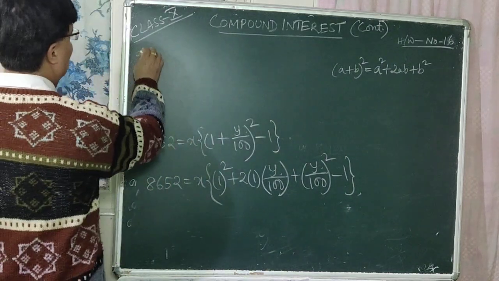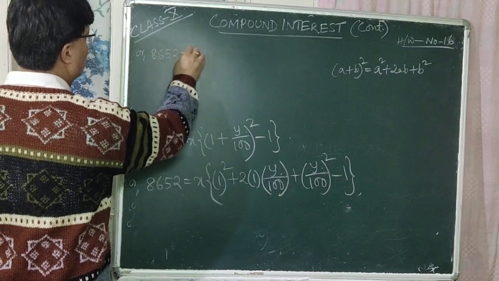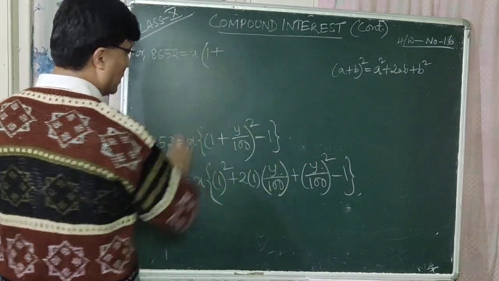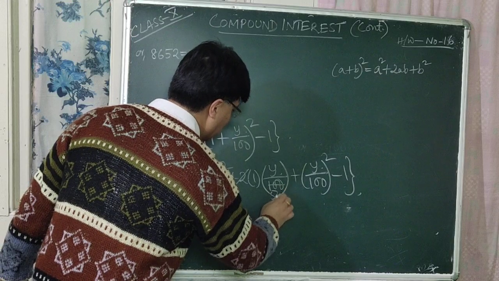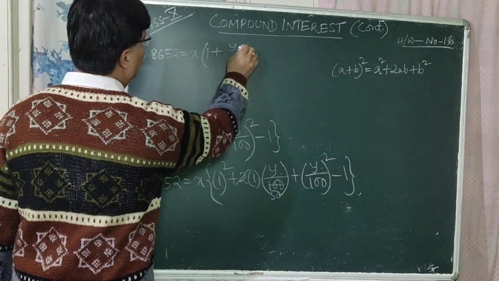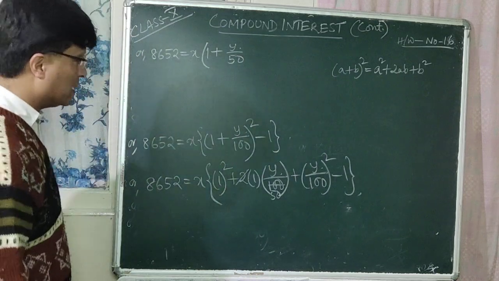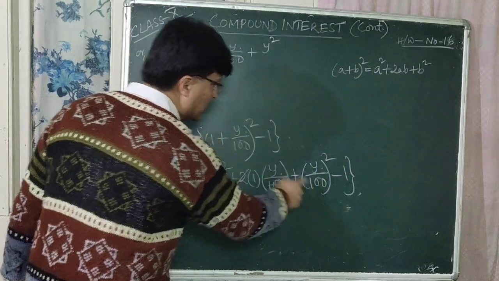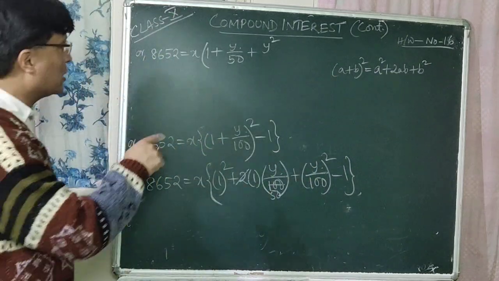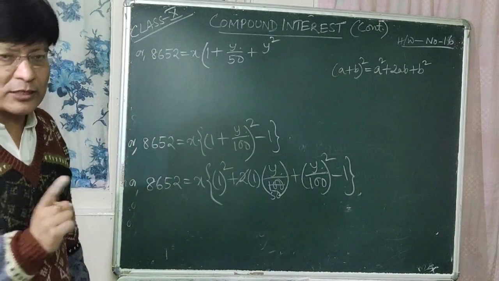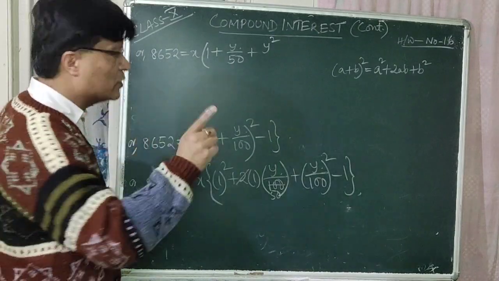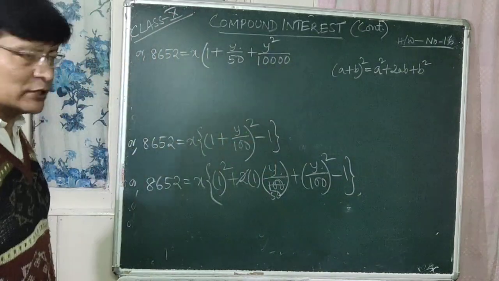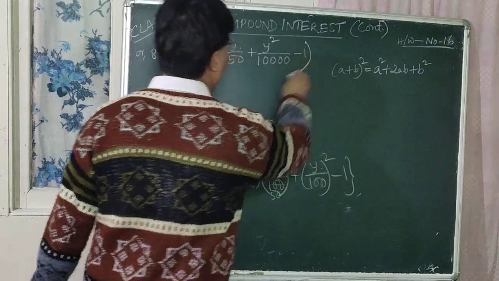Now next, 8652 is equal to x within bracket. What is 1 whole square? 1 plus, 2 into 100 like how many times here? 50 times. That is plus y by 50, then plus, what is y whole square? Y square. This square is for both numerator as well as denominator. So square is in the numerator, that is y square, and square is also in the denominator. What is 100 whole square? 100 into 100. That is 10,000. 1 and 4 zeros are there. Then write down minus 1. Is it clear?